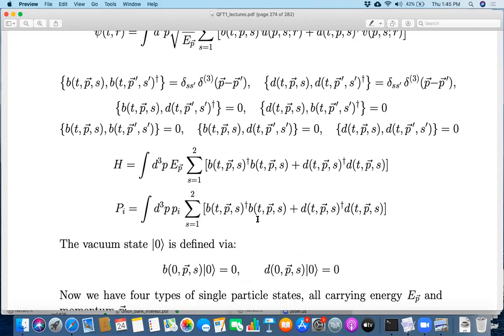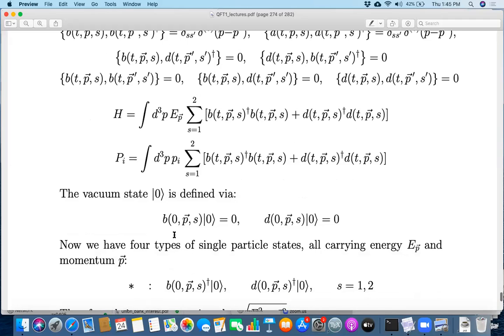And given these two, now you see that B does act as an annihilation operator. It lowers energy. B dagger increases energy. Similarly, D lowers energy. D dagger increases energy. So you define the vacuum state as the one that is annihilated by both B and D. And then we can create particle-like states by applying B daggers and D daggers on this. In particular, the single particle states are obtained by a single B dagger or a single D dagger. So you have four types of single particle states: B dagger on vacuum, with S taking values 1 and 2, and D dagger on vacuum, with S taking values 1 and 2.